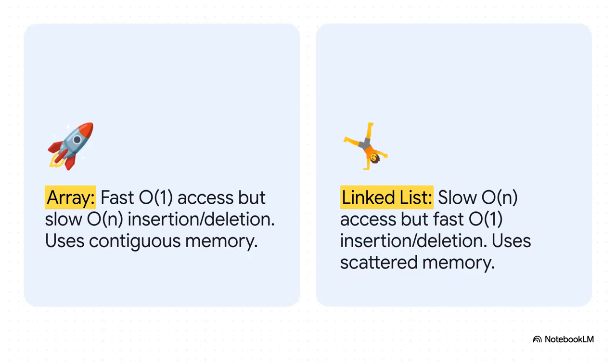And so here it is, your first major choice as a developer. Do you want an array with its lightning-fast O of 1 access, but hates any kind of change? Or do you want a linked list where finding something might be a slow O of n journey, but once you find it, inserting or deleting is basically instant? It's all about the trade-offs.